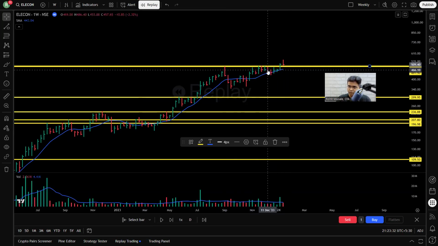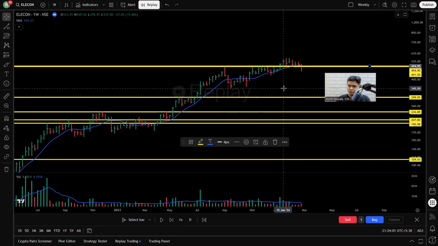Base 4B took 1, 2, 3, 4, 5 weeks to form. This took another 6 or 7 weeks. Sorry, 2 months, 2.5 months, and then here another 1 month. So a lot of time it has taken to form base number 4B. So let's see what happens, let's see whether base 4B works.